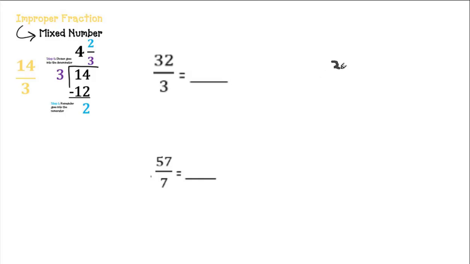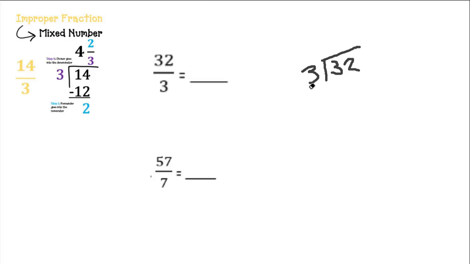Every fraction is a division problem. 32 divided by 3. I say it that way and emphasize it because sometimes we forget which one is the divisor and which one's the dividend. I can't remember which one to put in the house. Just put the first one in the house, make your division symbol, and the other number is your divisor.